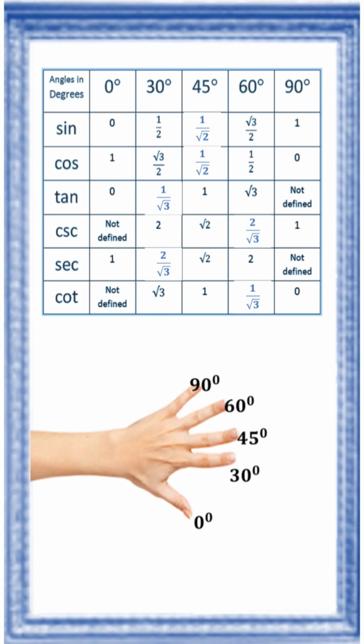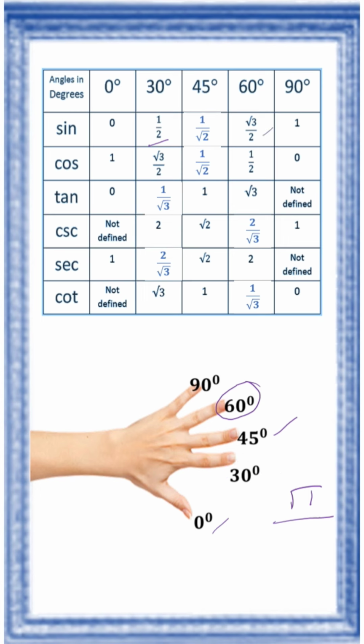For sin ratio, we have to count the number of fingers below it. For example, sin 30. Number of fingers below is 1. So root 1 by 2. That is half. Yeah, it is correct. Sin 60. Number of fingers below is 1, 2, 3. Root 3 by 2. Correct.